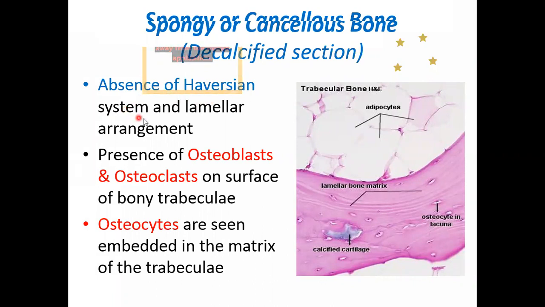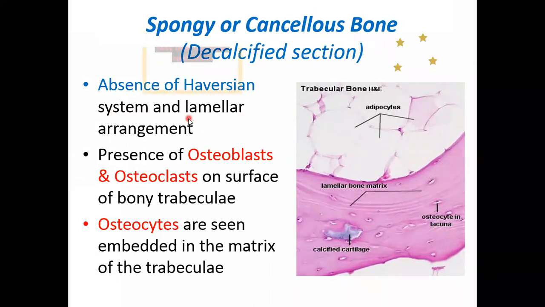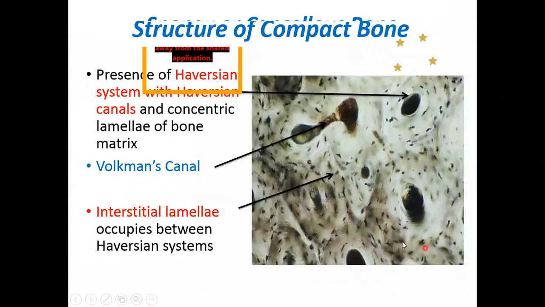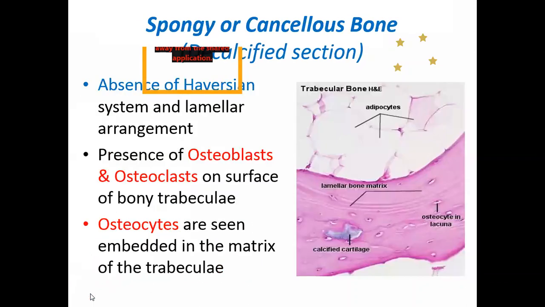There is absence of Haversian system. You don't see those circles, right? So there is absence of Haversian system and the lamellar arrangement. Lamellar means those circles which we saw in the previous slide, not this one. Haversian system and the lamellar arrangement are not present in the spongy bone.